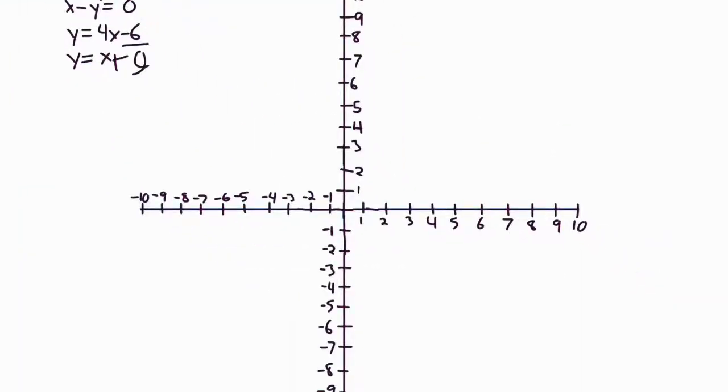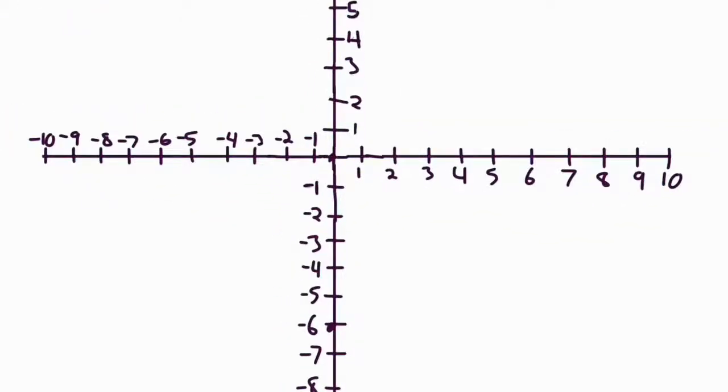And then you would put in the y-intercepts. And when there's no y-intercept, it's just 0. So you put that at 0. And then you put the other one at negative 6.